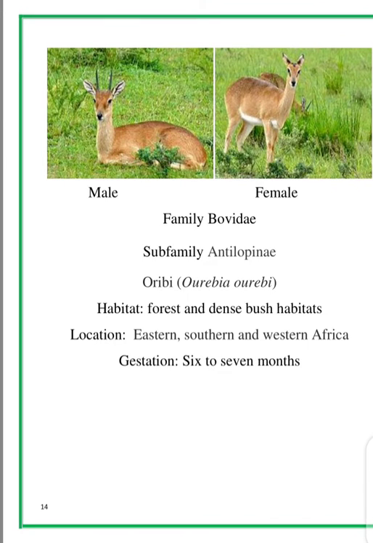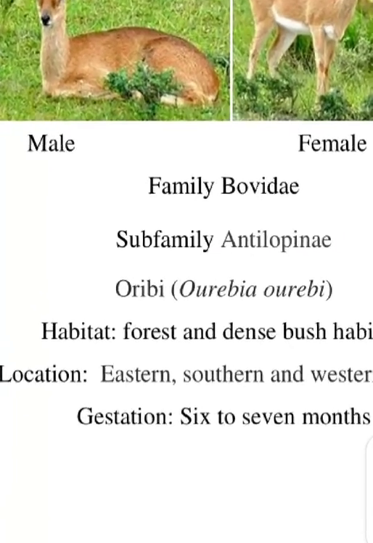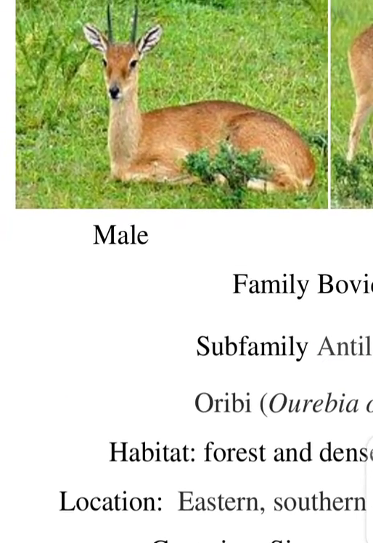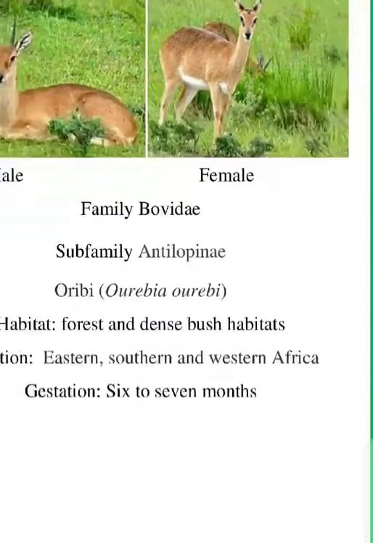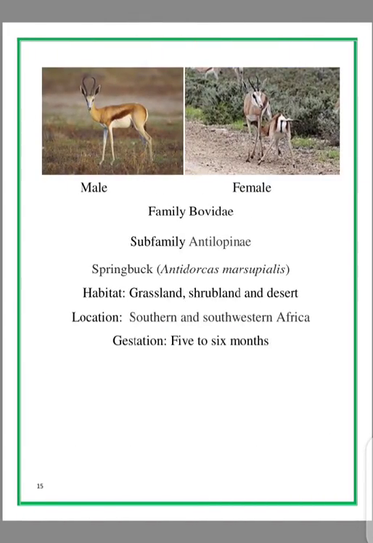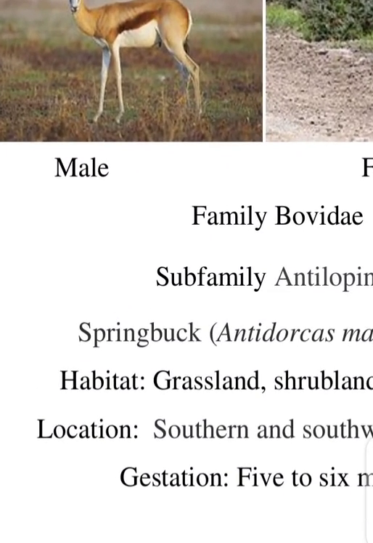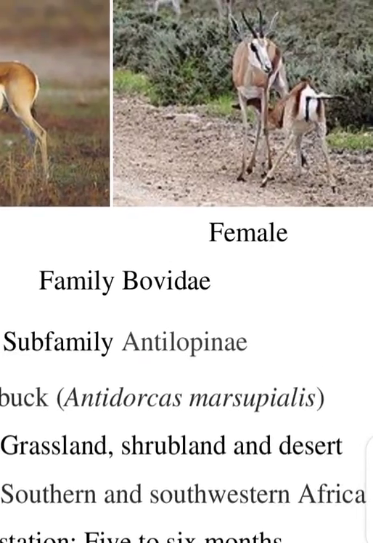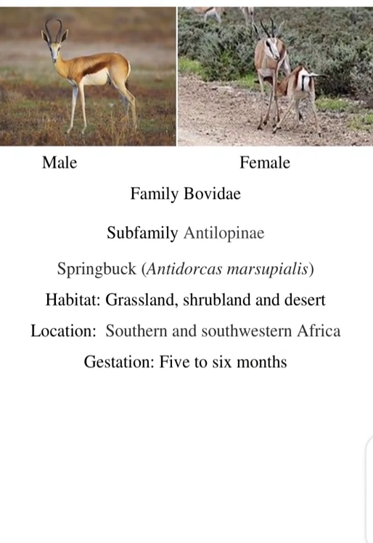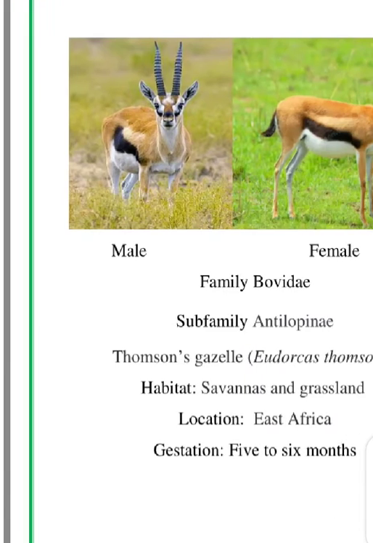Now, this is what's called the oribi, Ourebia ourebi. It's also a forest and dense bush habitat animal, found in eastern, southern, and western Africa, with a 6 to 7 month gestation period. And if you can see, it also exhibits sexual dimorphism. The male has horns, and the female does not have horns. And then we also have the springbok, Antidorcas marsupialis. It also exhibits some little kind of sexual dimorphism in terms of size. The male is bigger than the female. Its habitat is grassland, shrubland, and deserts. They are located in southern and southwest Africa, with a 5 to 6 month gestation period.